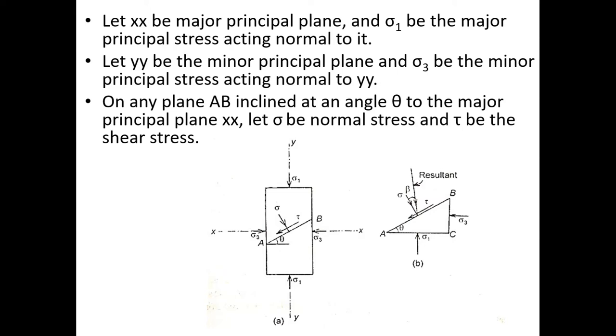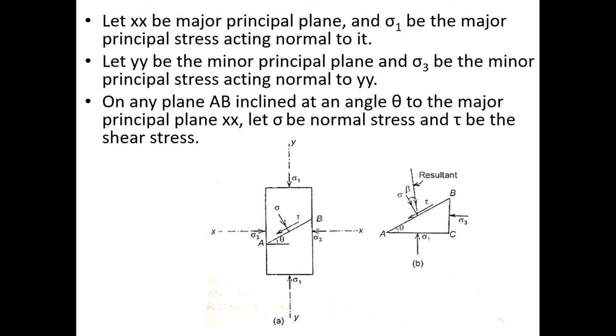I had a system of stresses sigma 1, sigma 3, as you can see in figure 2. Okay, figure B. I have sigma 1, I have sigma 3, and on the plane AB, I have my sigma, which is my normal stress on plane AB. Then I have my shear stress on the plane AB, tau. The resultant between that normal stress and shear stress is marked here, and that beta is my angle of obliquity. All right, the angle between the normal and the resultant acting on the plane AB.